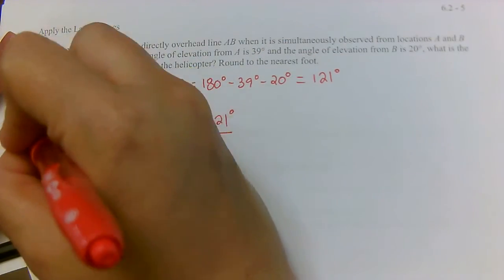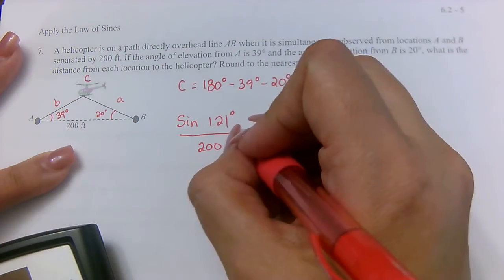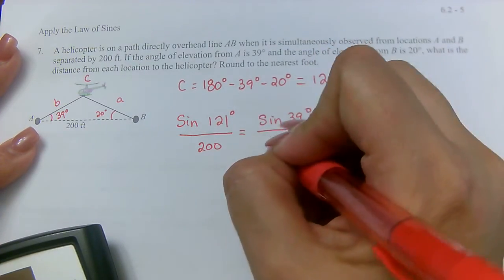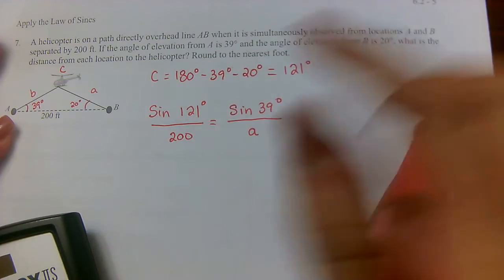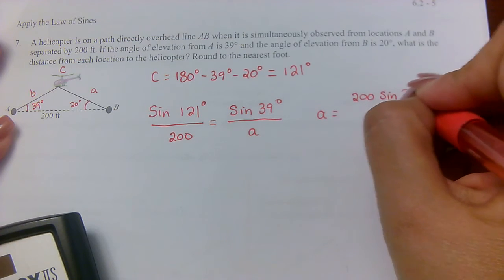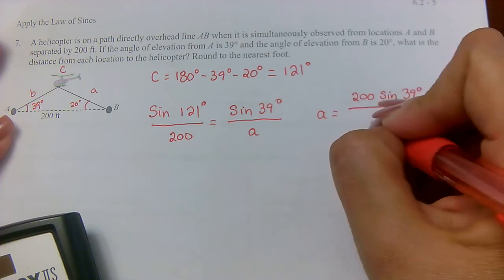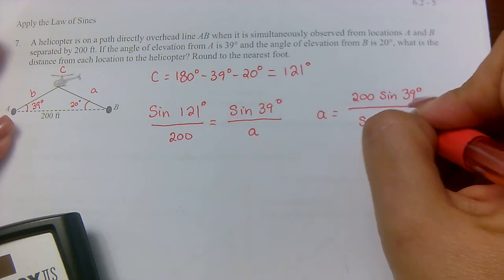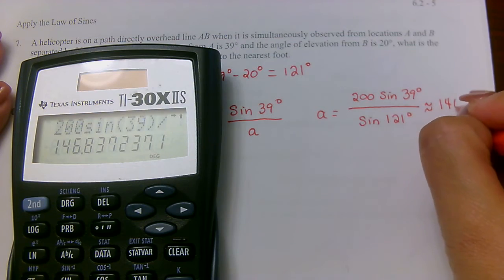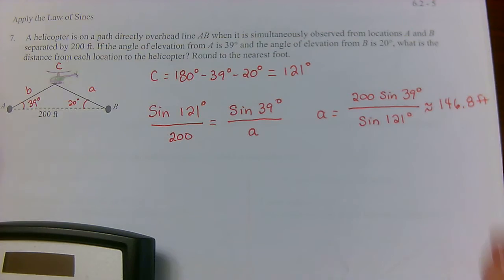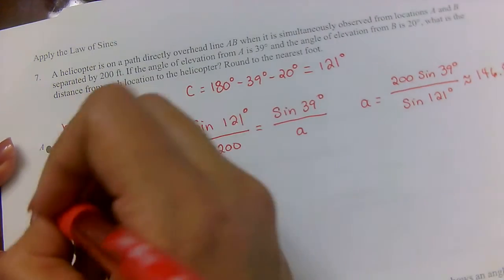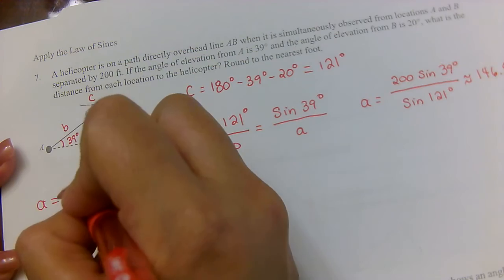So let's do that. Sine of 121 divided by 200. This will be little b, this will be little a, is equal to sine of 39 degrees over a. Okay? Use the bat and ball. A is equal to 200 sine of 39 degrees all over sine of 121. We get approximately 146.8. Since we're rounding to the nearest foot, I'm going to go ahead and say A is equal to 147 feet.